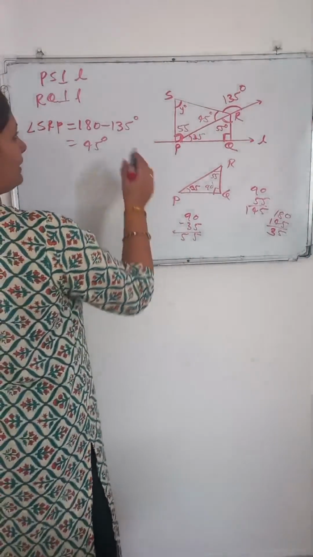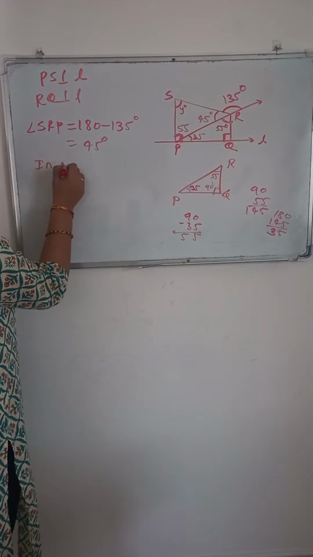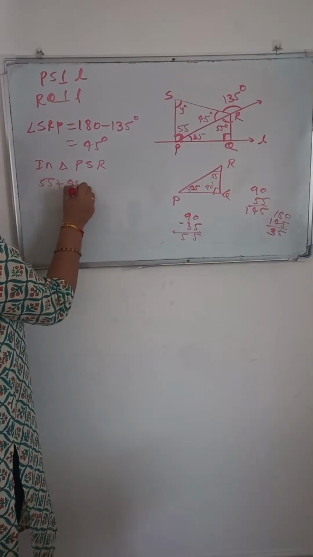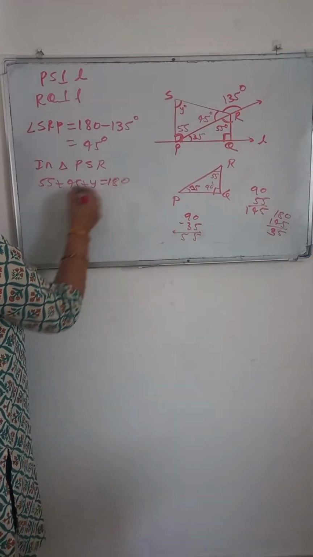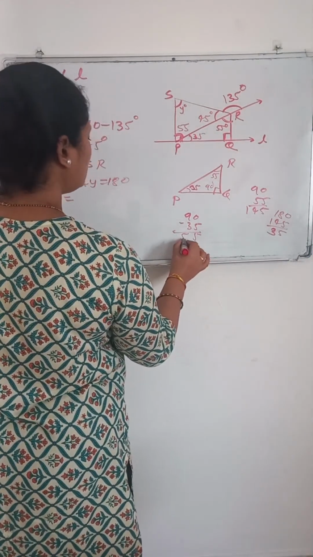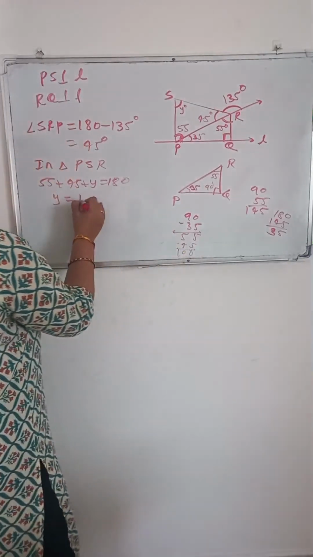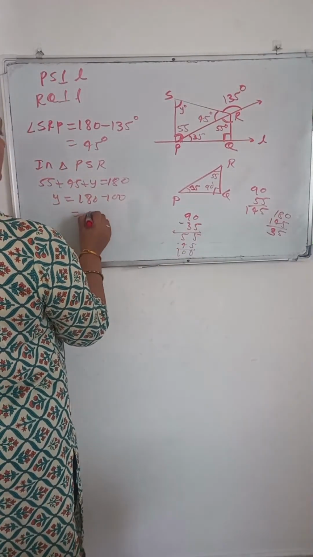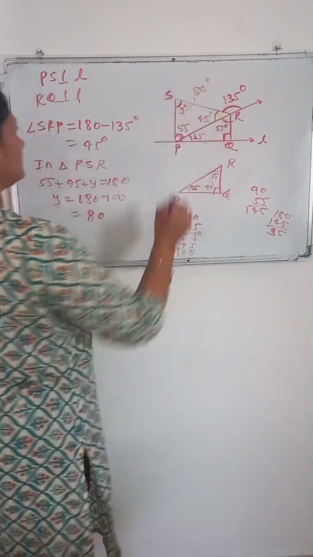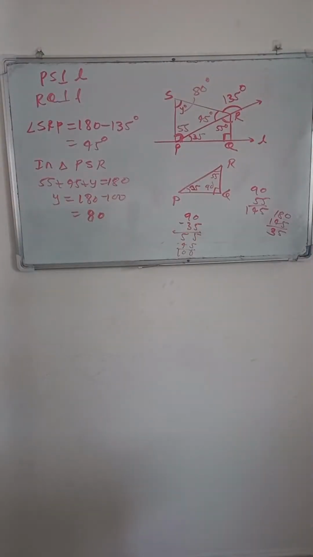This is 55. So again in triangle PSR we can take the angle sum, no? 55 plus 45 plus y is equal to 180. So y is equal to 55 plus 45, which is nothing but 100. So 180 minus 100 is equal to 80 degrees. I will get this as 80 degrees. That's it. I did it with a little longer method, but okay. So answer A is the correct answer.